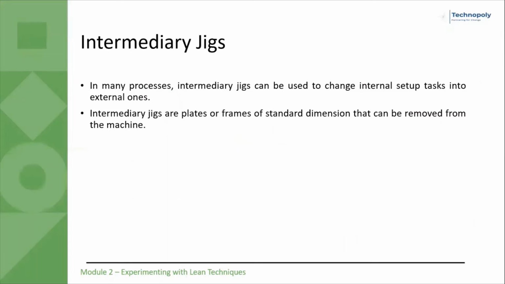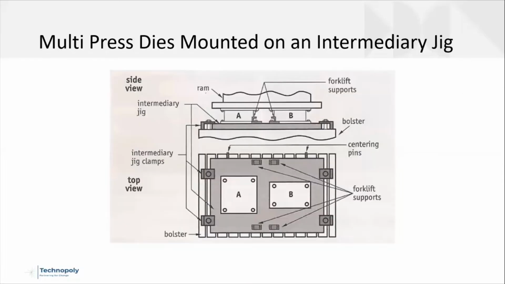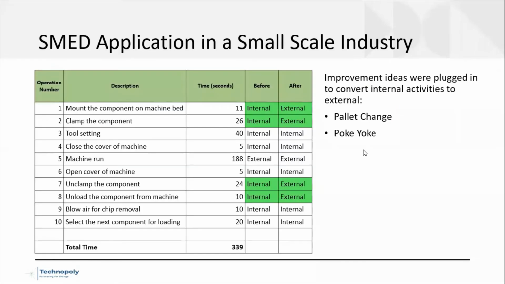The last technique is intermediary jigs. In many processes, intermediary jigs can be used to change internal setup tasks into external ones. These are plates or frames of standard dimension that can be removed from the machine. For example, multi-press dies mounted on an intermediary jig. Using the intermediary jig, replacing the dies after a machine run is easier.